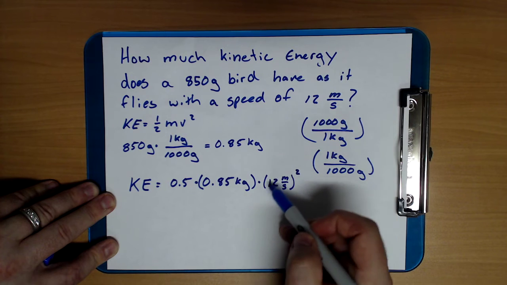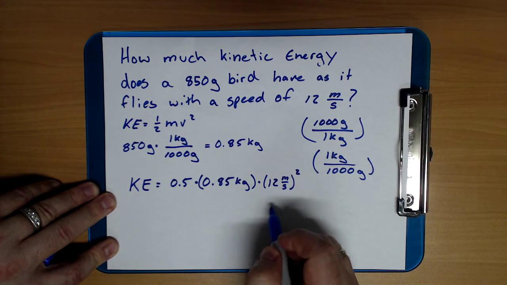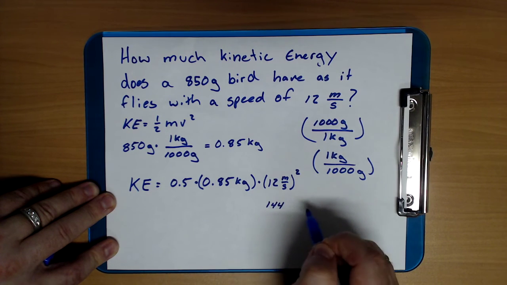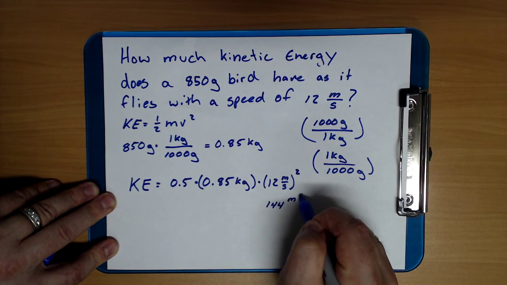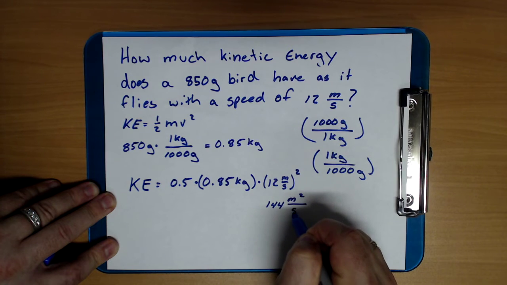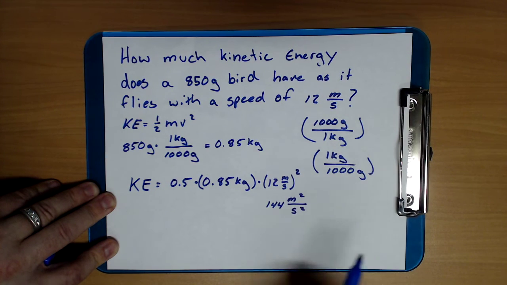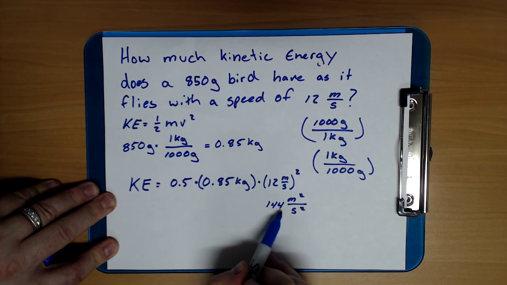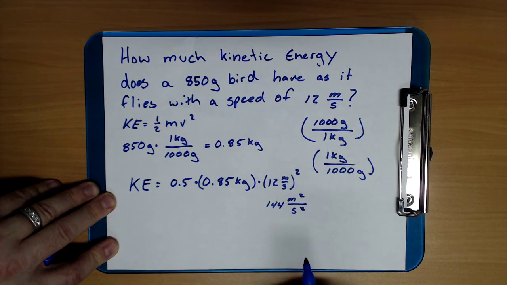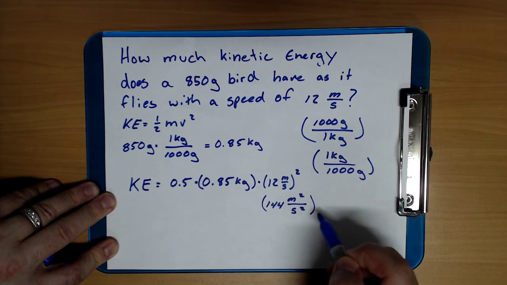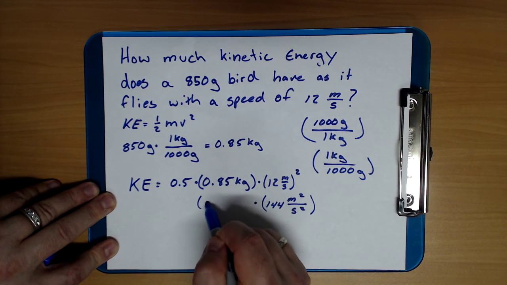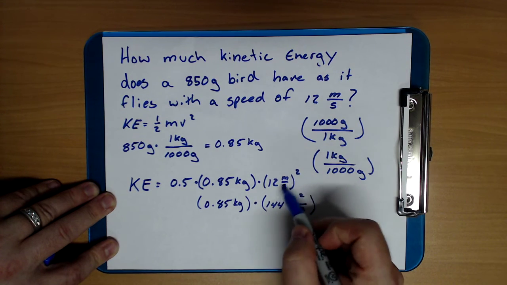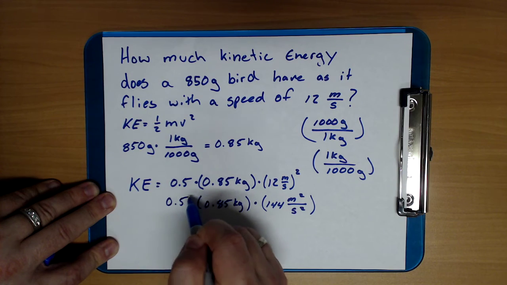Remember, PEMDAS says I have to do this first. So right down here, I'm going to do that. 12 times 12 is 144. This is going to look funny, and I need you to not worry about it too much, but I'm going to square the units also. So this is going to look different, but really I'm very interested in the 144 number. Then I can pull this down. I didn't do anything, I just made sure I took care of the square first, and then I have 0.5.